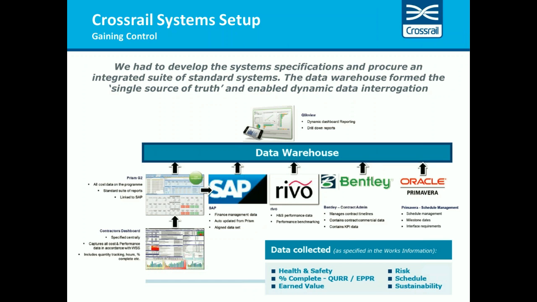I will give you a quick run through though from a cost perspective. We are using Prism G2. From an accounting perspective and how we pay our bills, we're using SAP. Revo is the tool that we use for all of our health and safety and performance data. We have the Bentley Contract Admin Suite, which is where we do all of our contract documentation. And probably won't come as a surprise to many of you, we are using Primavera P6 for all of our schedule information. Above all of that, we have a Crystal Data Warehouse sitting on top, and then from the Crystal Cube, as we call it, we have business intelligence software. We've got ClickView. We don't always use ClickView, but it is one of our main BI tools. But the point here is, we had to develop the systems and specifications and procure essentially an integrated suite of standard systems.